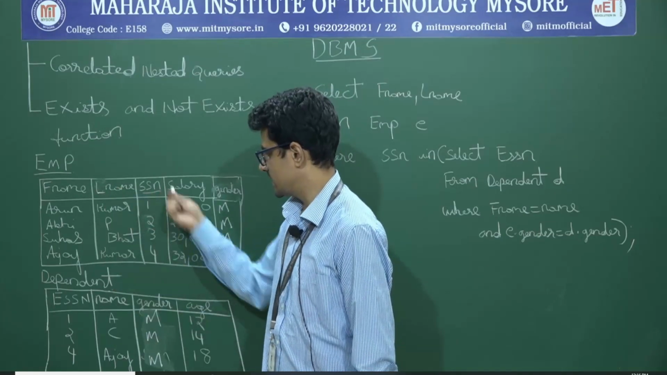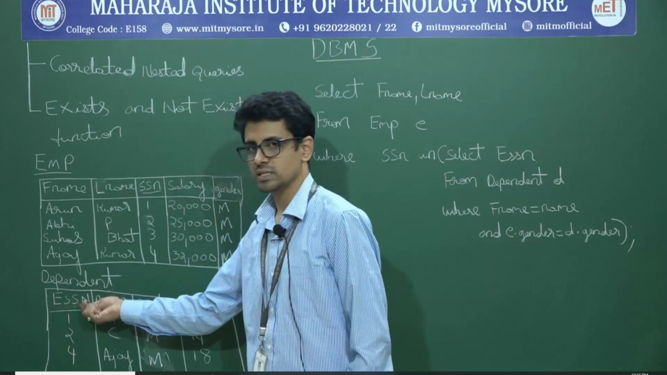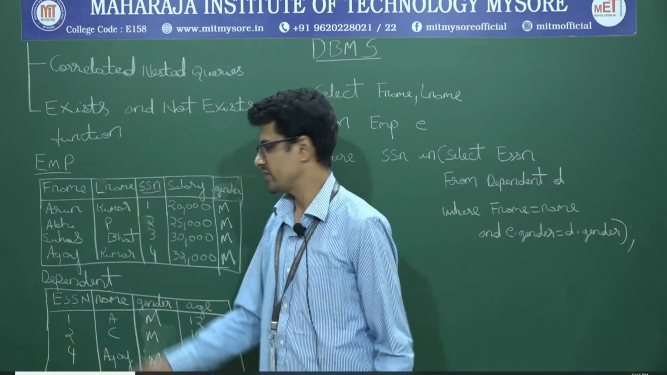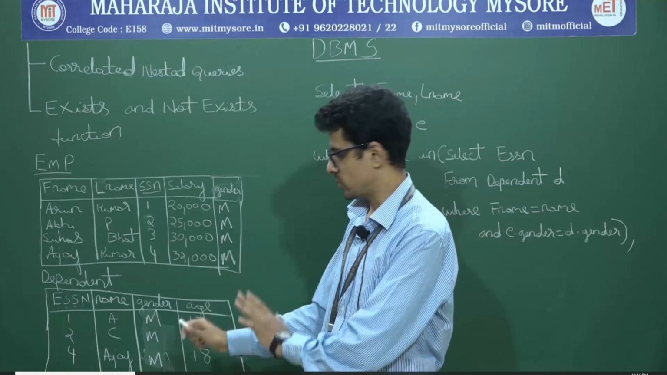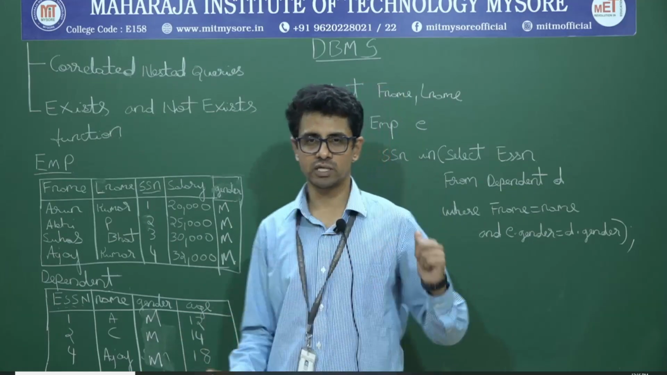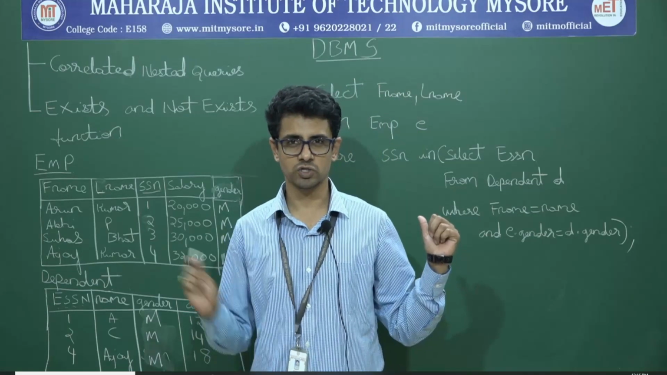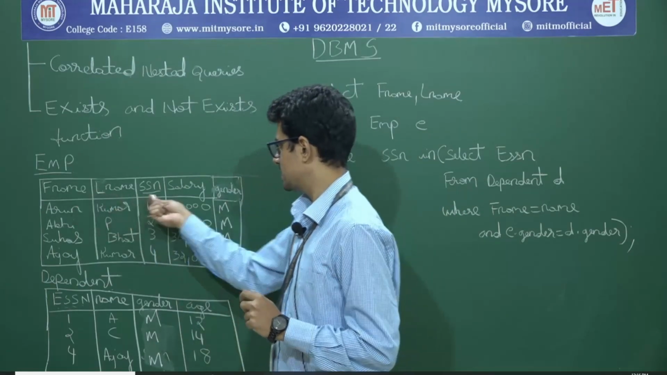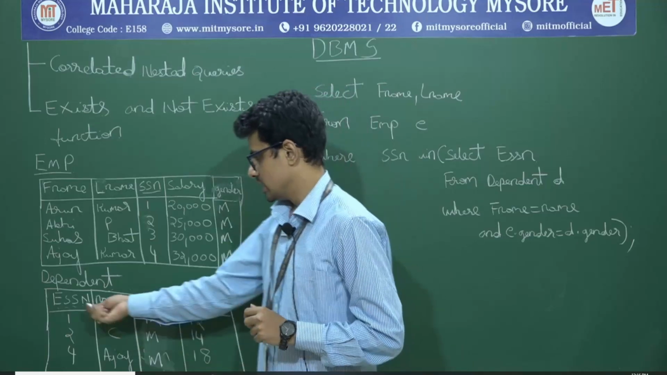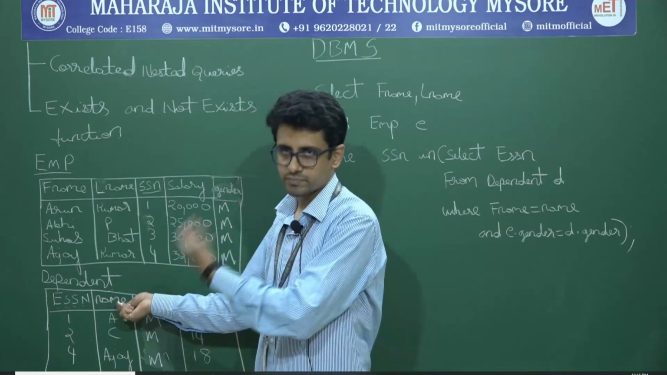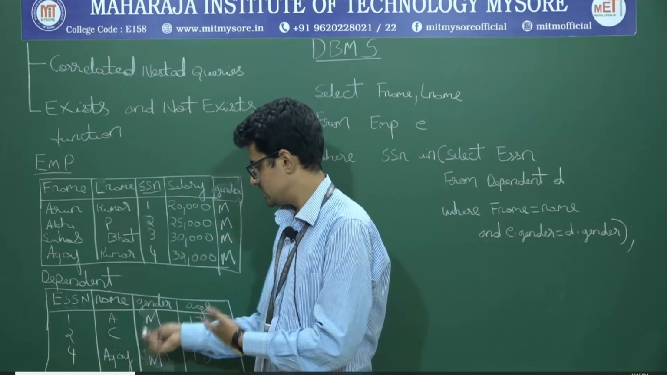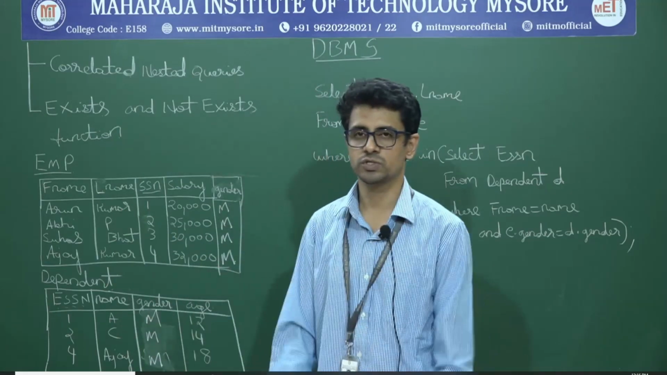SSN is the primary key and ESSN is the foreign key; I have just renamed it, and ESSN points to the SSN. I have taken only a few attributes, only those required to understand this question with respect to correlation. For employee: F name, L name, SSN, salary and gender. For dependent: ESSN, the name of the dependent, who might be a father or mother of an employee, their gender and their age.